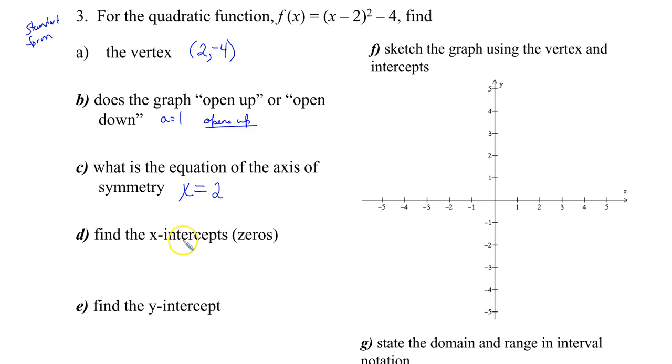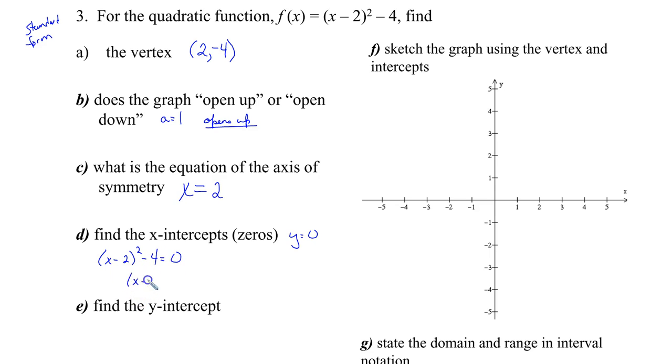All right, x-intercepts are the zeros of the function. Now, if you recall, we talked about x-intercepts and we talked about zeros back in chapter 3. The x-intercepts and the zeros are the same. To find the x-intercepts, do you remember what we do? That's right, we let y be equal to 0, or the function be equal to 0. So in this case, we're going to take the entire function, (x minus 2) squared minus 4, and we're going to set this equal to 0 and solve for x.